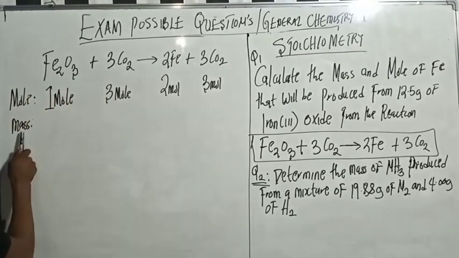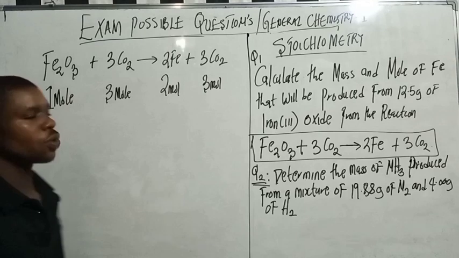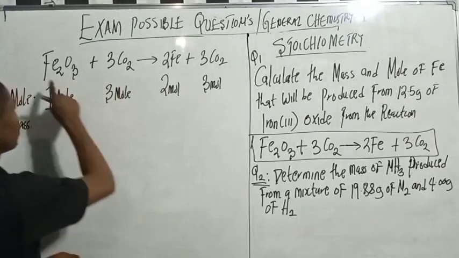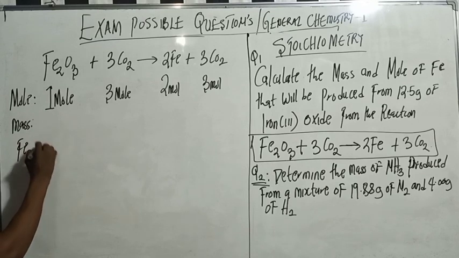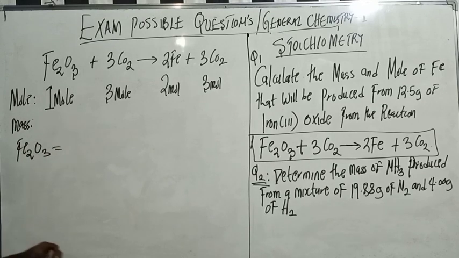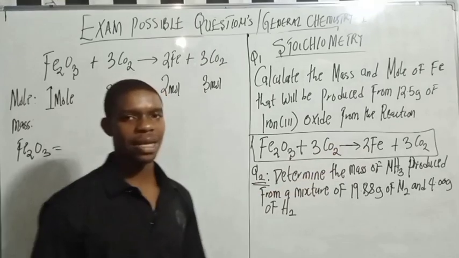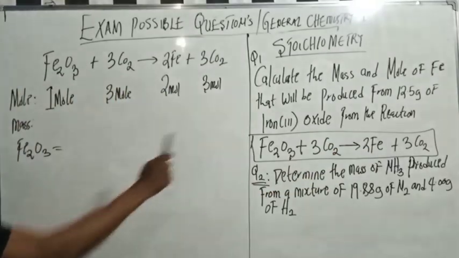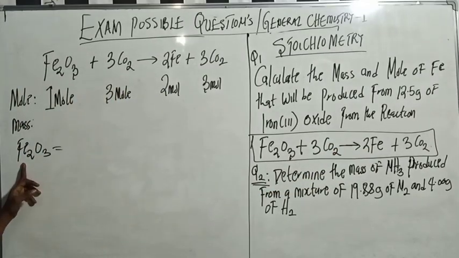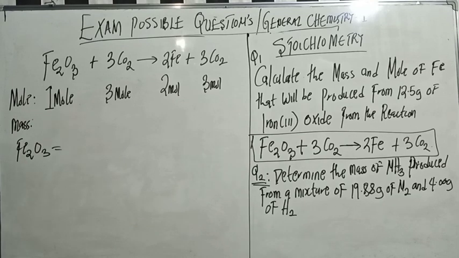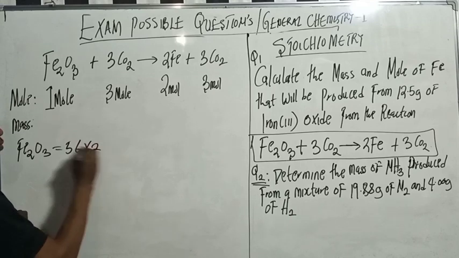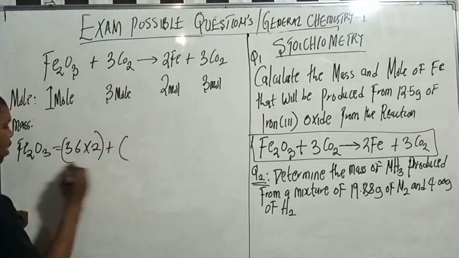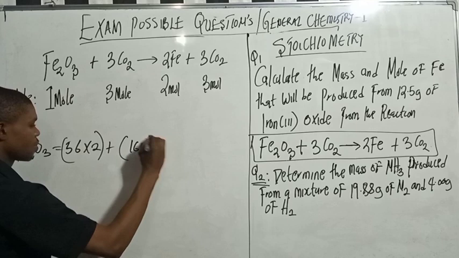And next, to get the mass, you need to look at the molar mass of each of the elements. So you look at Fe2O3. Now, it's a question where I want to give you the atomic mass of each of the elements involved in the chemical reaction. The atomic mass of iron is 56. So it will be 56 times 2 plus 16 times 3.